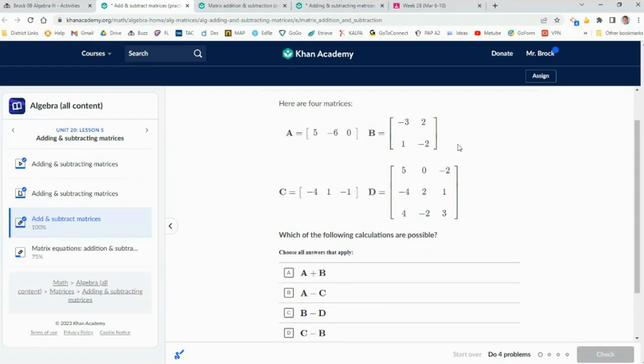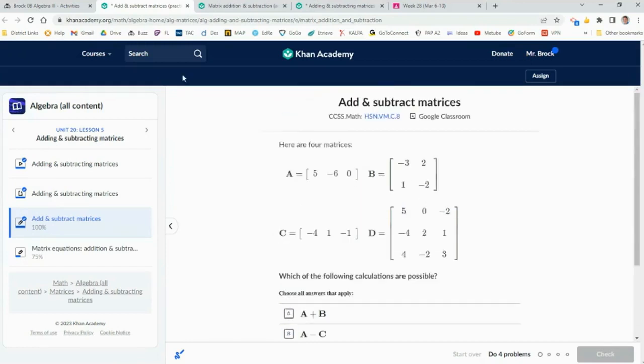This is a 1 by 3. This is a 2 by 2. This is a 1 by 3. This is a 3 by 3. Remember, they have to be the same size. So of these, there's only one that's even possible to do. All right.